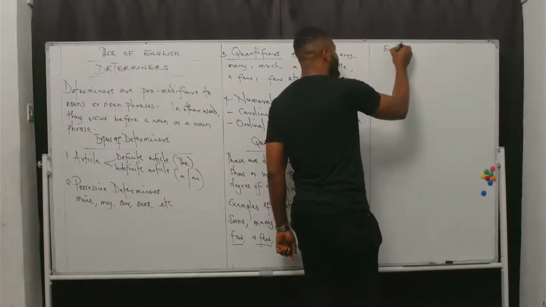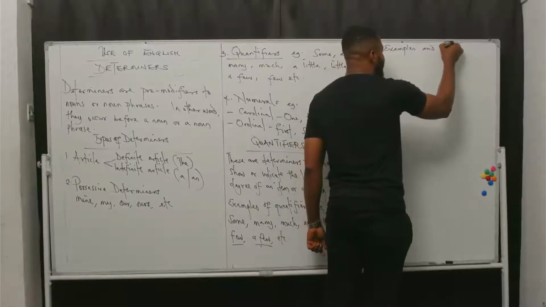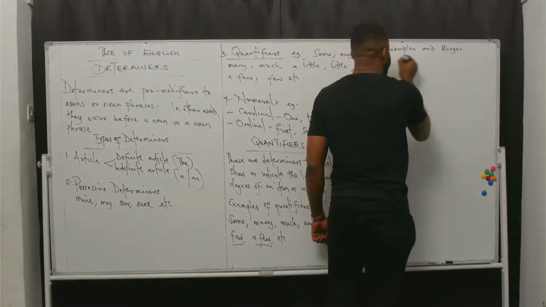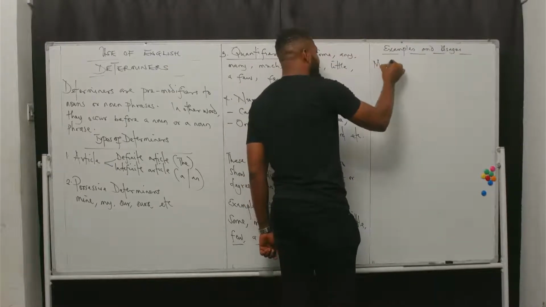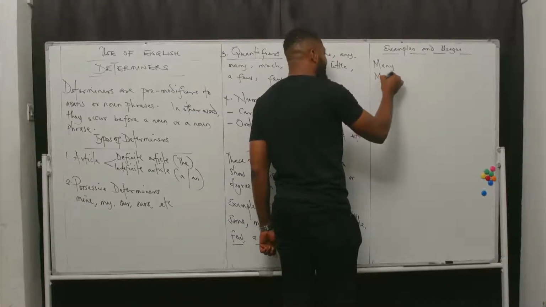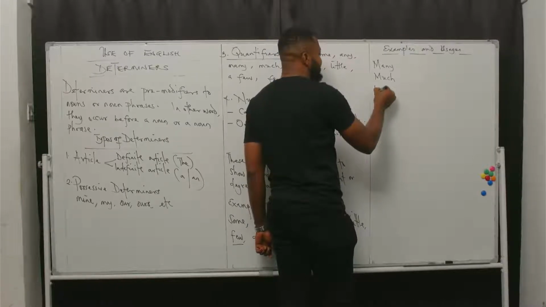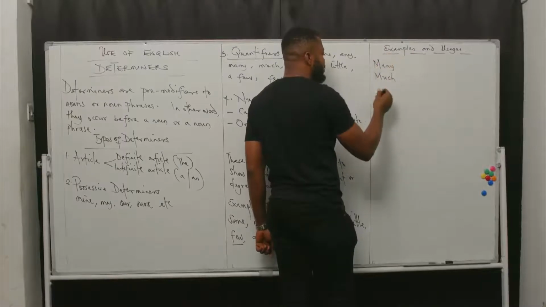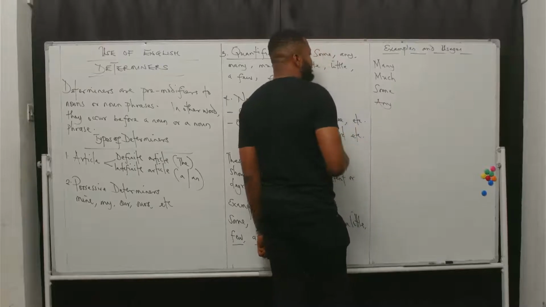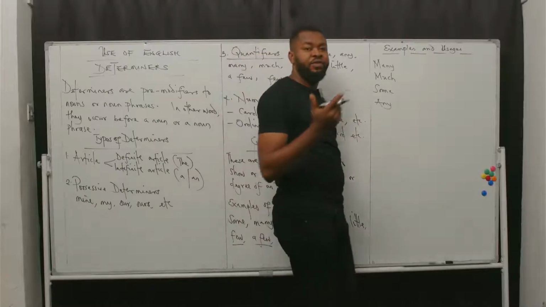Looking at the examples and using this, many, much, all right. I'm going to explain these ones differently. Let's look at many, much, some, any. Okay, so now let's start with the first aspect.